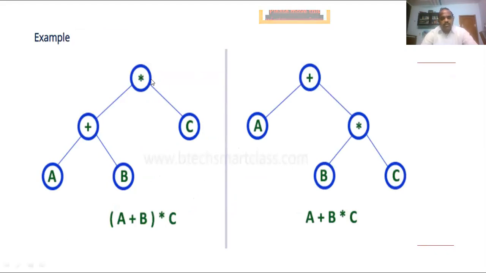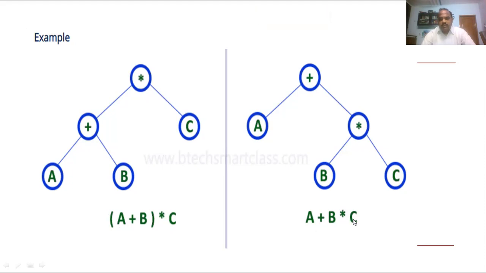Here is an asterisk, so simply A plus B into C. This is called an expression tree. This is also called an expression tree: A plus B into C. Which is evaluated first? First it takes the parenthesis, it completes that, then multiplication by C. Clear?